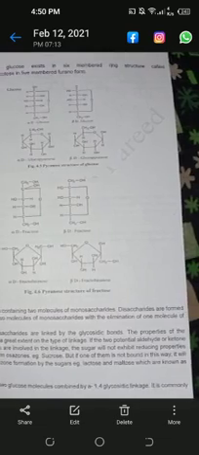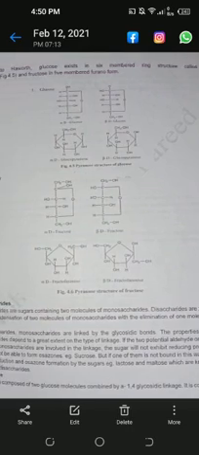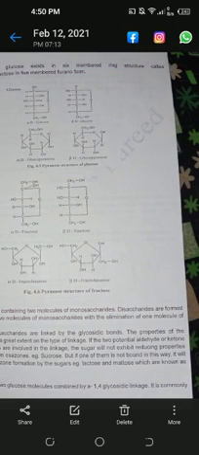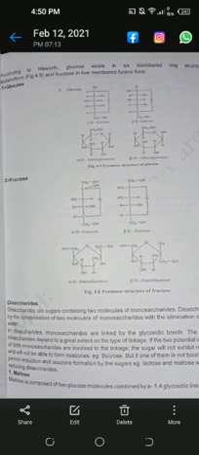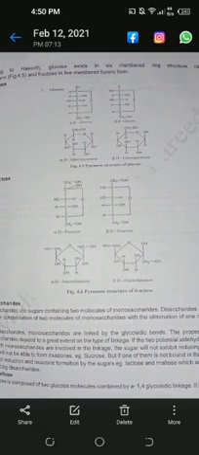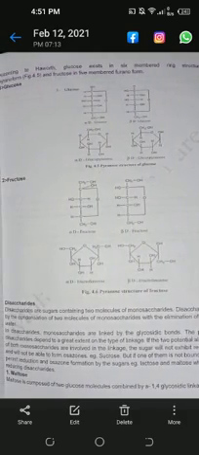If the two potential aldehyde or ketone groups of both monosaccharides are involved in the linkage, the sugar will not exhibit reducing properties and will not be able to form osazones, such as sucrose. But if one of them is bound in this way, it will permit reduction and osazone formation, as in sugars such as lactose and maltose, which are also known as reducing disaccharides.